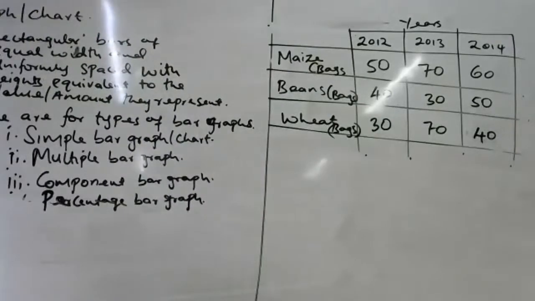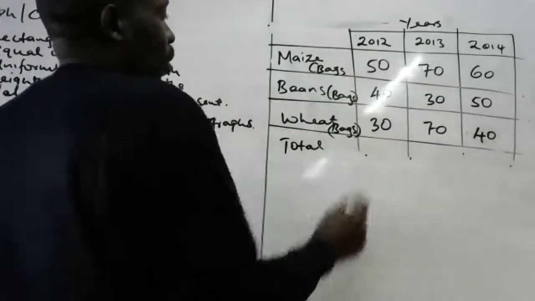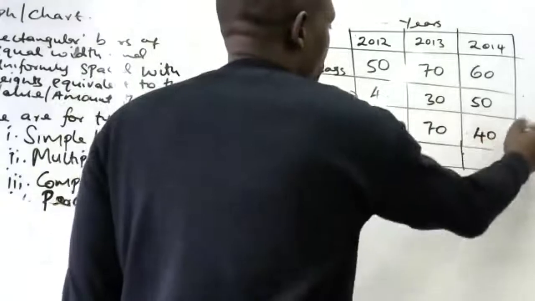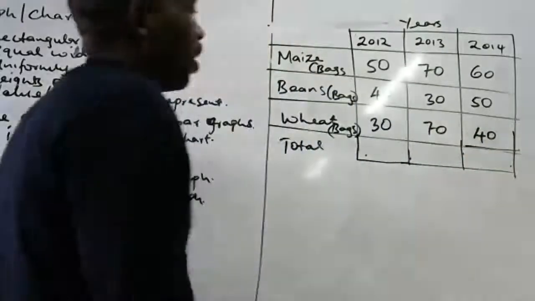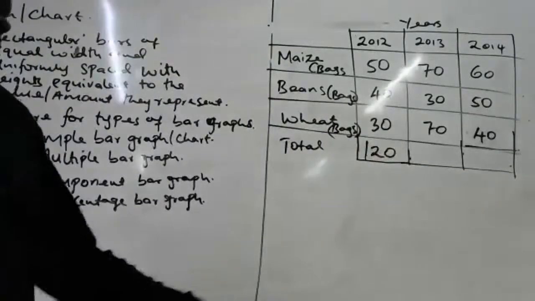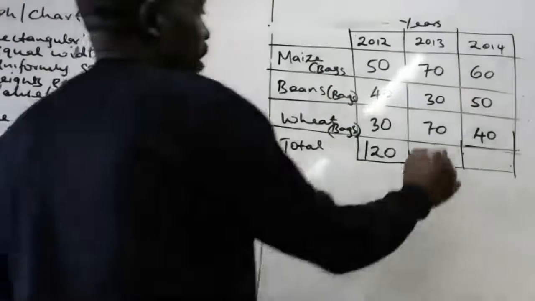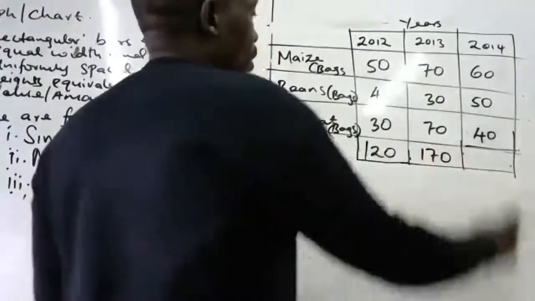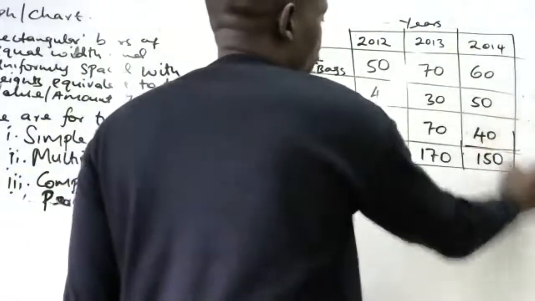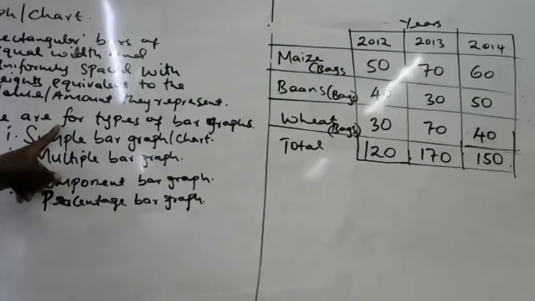That is the production. So what you do, you need to come here and get the totals for each and every year. How many bags were produced for each and every year? In this case, 2012, these are 50 plus 40 plus 30: there were 120 bags in total. 2013, how many bags were harvested in total? You will find that there are going to be 170. 2014, there were 150.